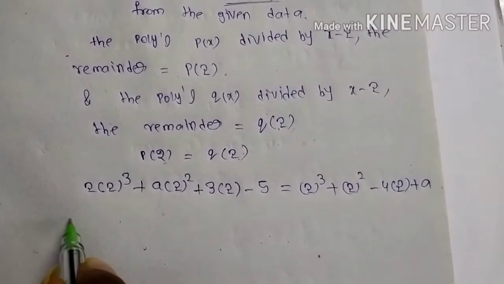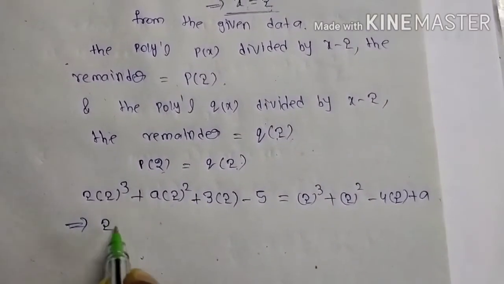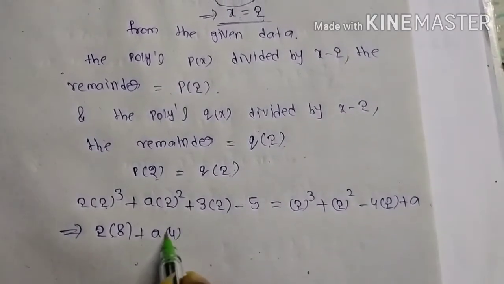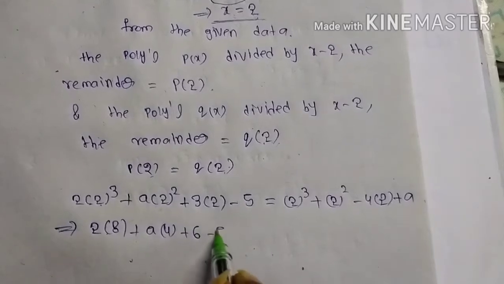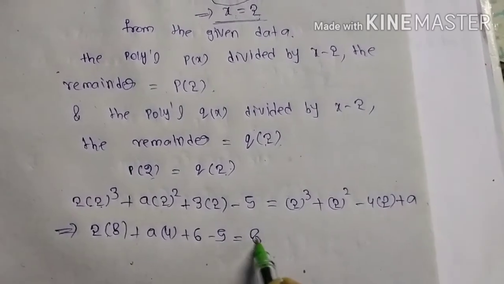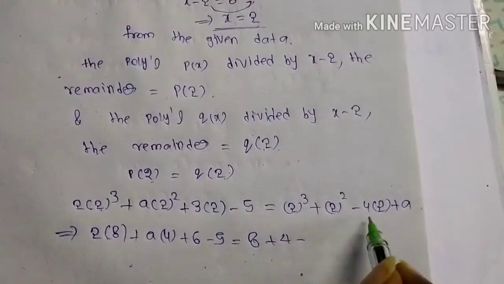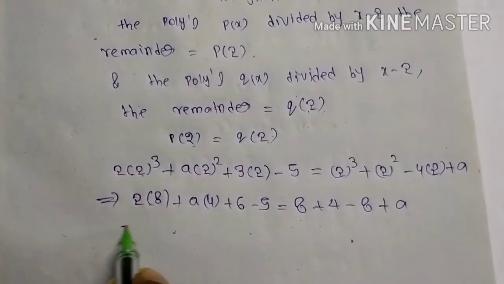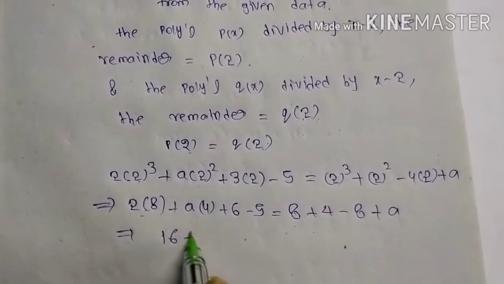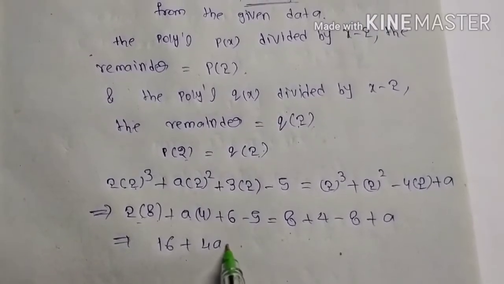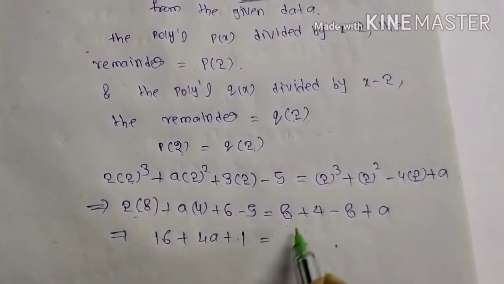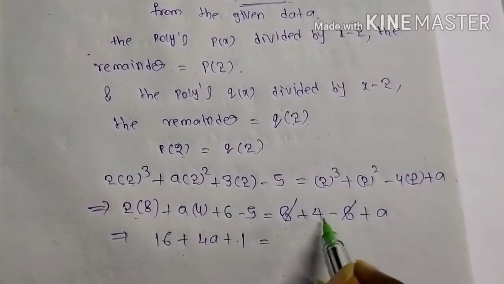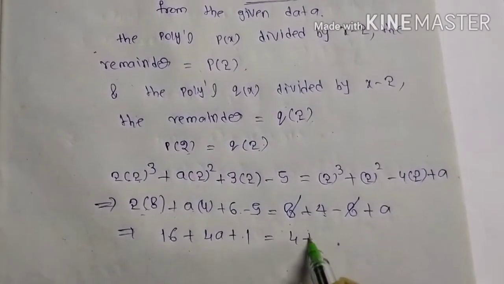Now you can see, simplify now. Very easy now from here. 2 into 2 cube is how much? 8 only. A into 2 square is how much? 4a only. 3 into 2 is 6, minus 5. On the right, 2 cube is how much? 8 only. 2 square is how much? 4 only. Minus 4 into 2 is how much? 8 only. Plus a. Is it okay? Now you can see here 2 into 8 is 16 plus a into 4, you will get 4a. Next here 6 minus 5 is how much? 1 only. Here 8 plus 4 is how much? That means this is plus 8 and this is minus 8. Can I cancel? Yes. You will get 4 plus a. Yes or no? 4 plus a.